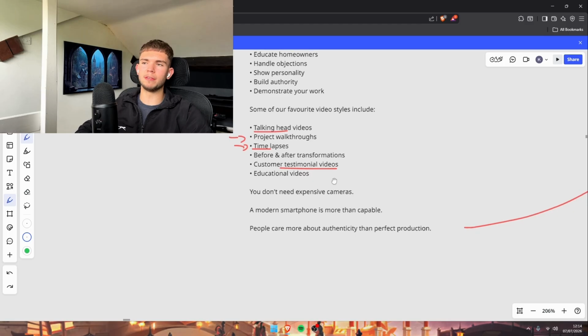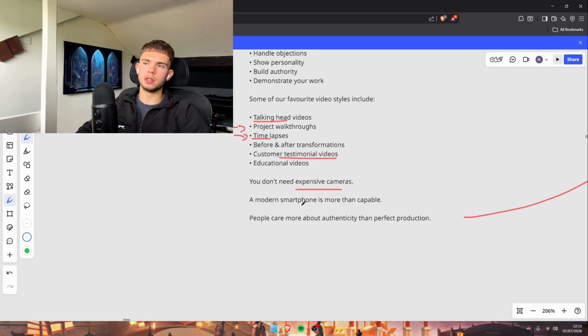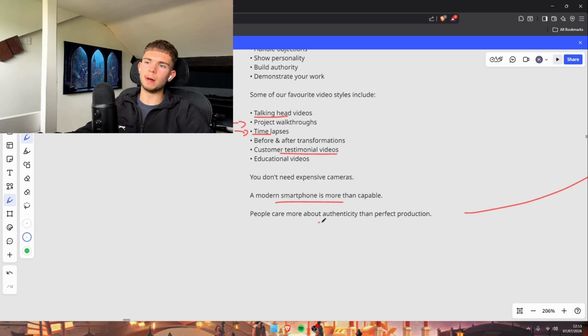The beautiful thing about Facebook ads and making it personal is that you don't need expensive cameras. Your iPhone 17 Pro is way more than enough. Even your iPhone 13 or iPhone X, I don't know. Your Samsung S20 Edge is more than enough. It's more than capable. People care more about authenticity than perfect production, right?